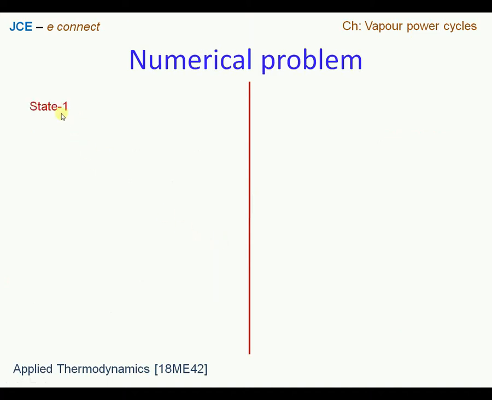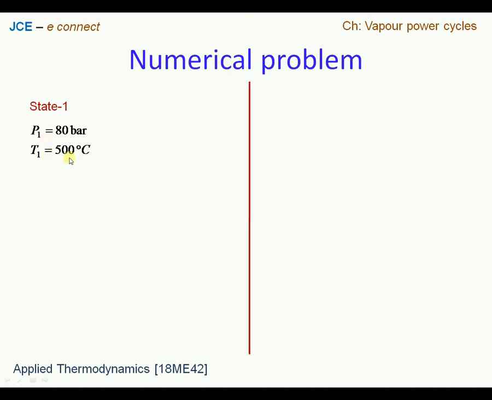So at state point 1, the given data is a boiler pressure, which is P1 is equal to 80 bar, and they've also given us the temperature of the working fluid, which is at 500 degrees Celsius. So this is a given data. Based on this, they have asked us to find out the enthalpy, that is H1, and also we have to find out the entropy S1.